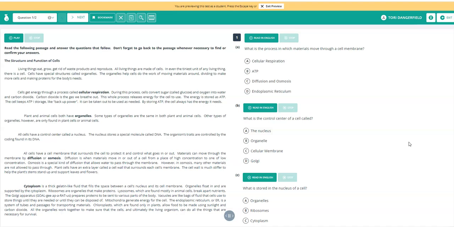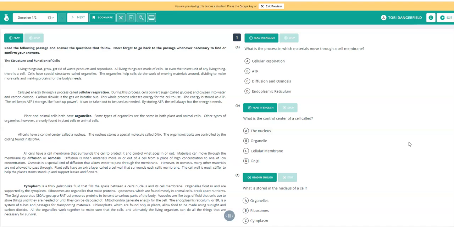Plant cells have an extra layer called a cell wall that surrounds each cell's membrane. The cell wall is much stiffer to help the plant's stems stand up and support leaves and flowers. Cytoplasm is a thick, gelatin-like fluid that fills the space between a cell's nucleus and its cell membrane. Organelles float in and are supported by the cytoplasm.